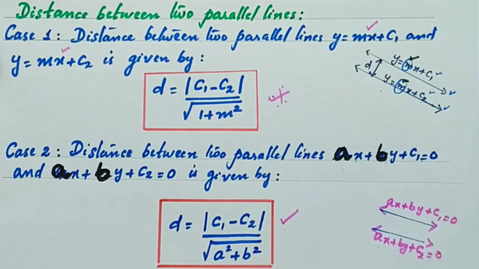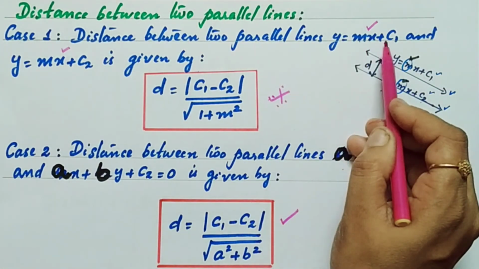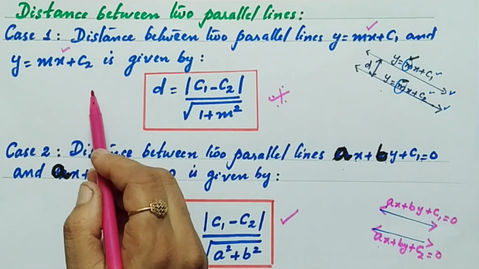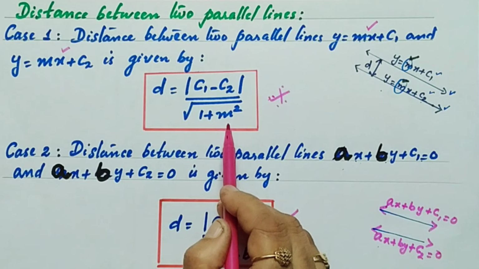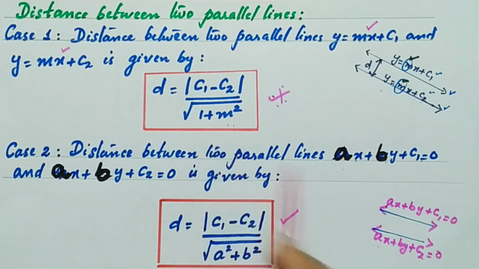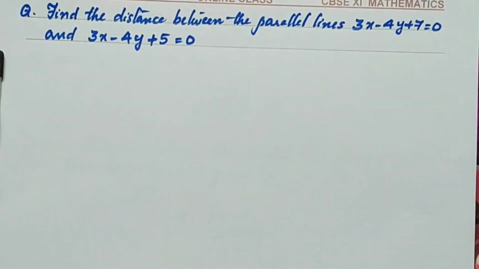Once again, distance between parallel lines, if they are given in the form y equal to mx plus c1 and y equal to mx plus c2, you need to apply the first formula in which the denominator comes as root of 1 plus m square, and if they are given in the form ax plus by plus c equal to 0, the denominator comes with root of a square plus b square. Come to the question.